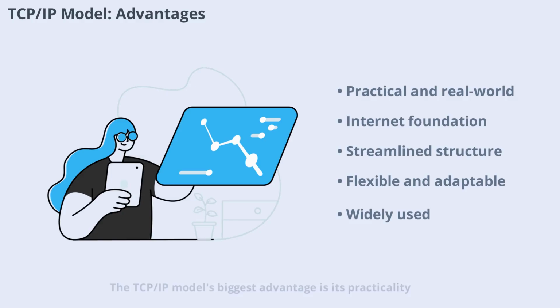The TCP/IP model's biggest advantage is its practicality. It's the foundation of the internet and is widely used in real-world networking. Its streamlined structure makes it easier to implement and adapt to new technologies. The TCP/IP model is also flexible, allowing for the integration of new protocols and technologies as networking evolves.